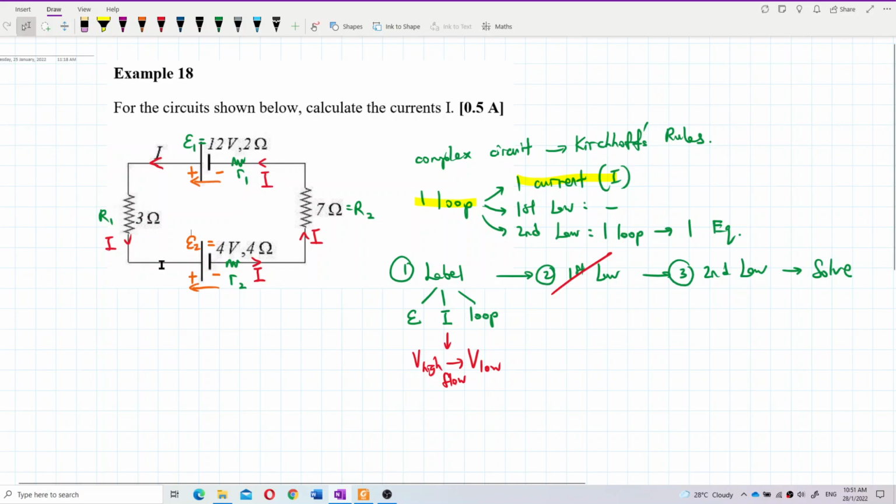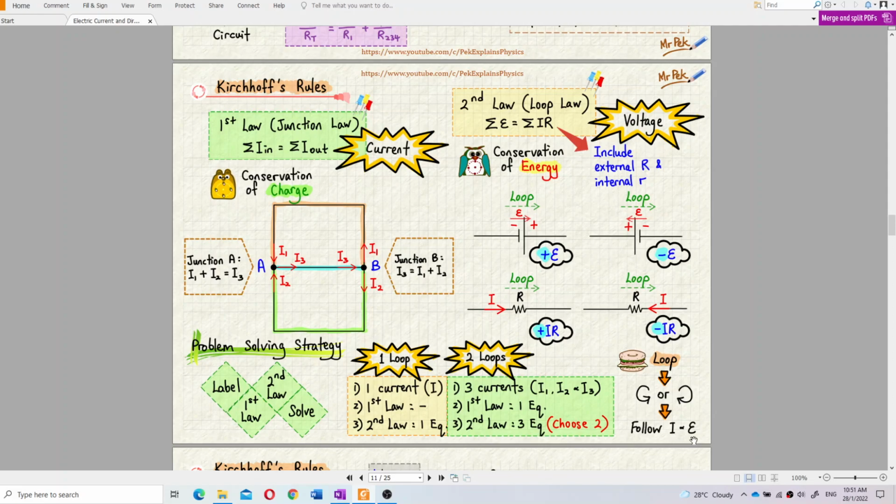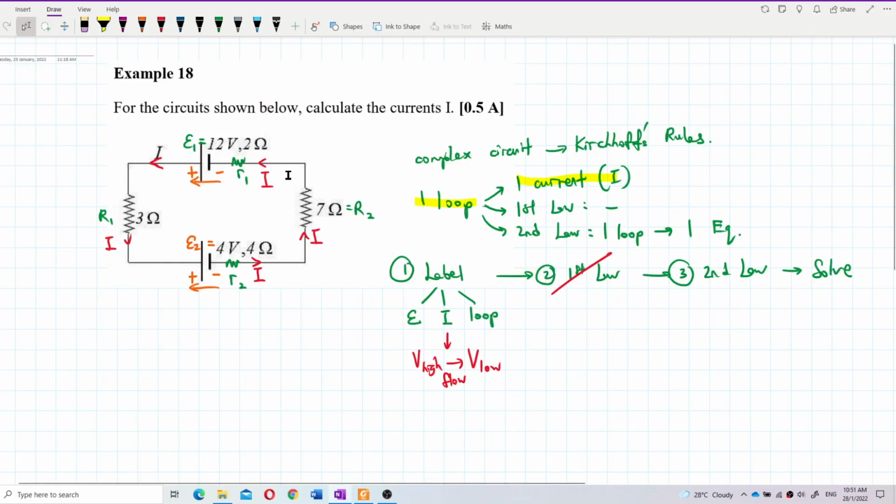So for this case, I try to make my loop follow the current and EMF. I can see that the majority of the current is anti-clockwise, and this EMF is also considered anti-clockwise, isn't it? So I make my loop anti-clockwise as well. Then I will have many positive E and positive IR. Understand? Only E2 is negative, but the majority is positive, isn't it? So your equation is more beautiful. That's the explanation for all.